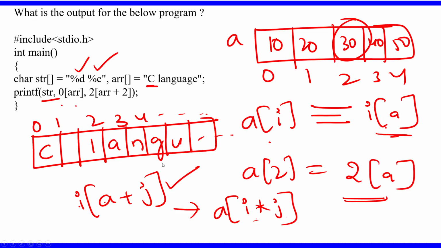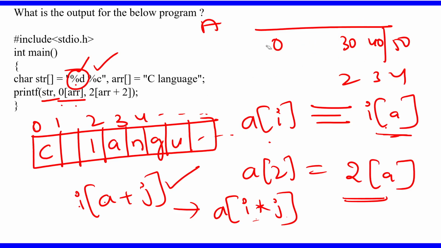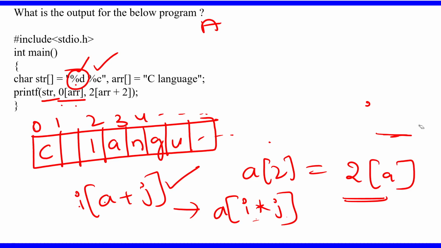Yeah, so let's see. Capital C is at the indexing 0. So 0 of a is equivalent to a of 0. Now I have put here percentile d, but it's a character. So when you are giving a character and printing percentile d, it will print the corresponding ASCII value. Can you tell me the ASCII values of small a and capital A? Yes. So for capital A it is 65, therefore for C it will be 67. So the first output is 67.